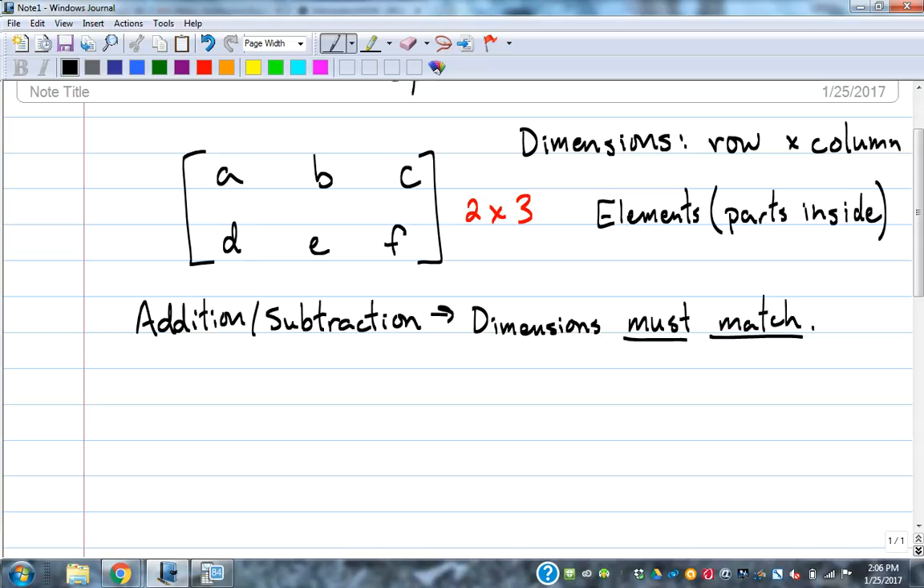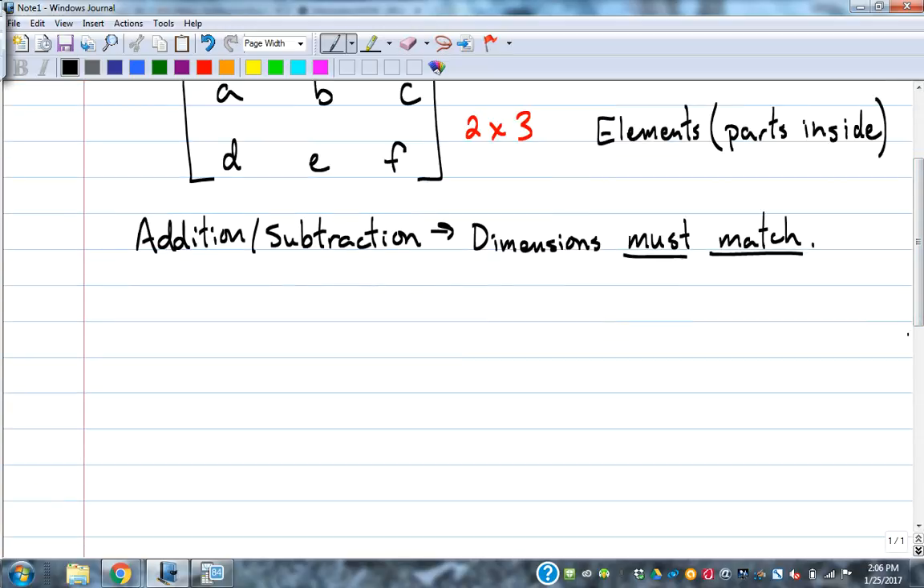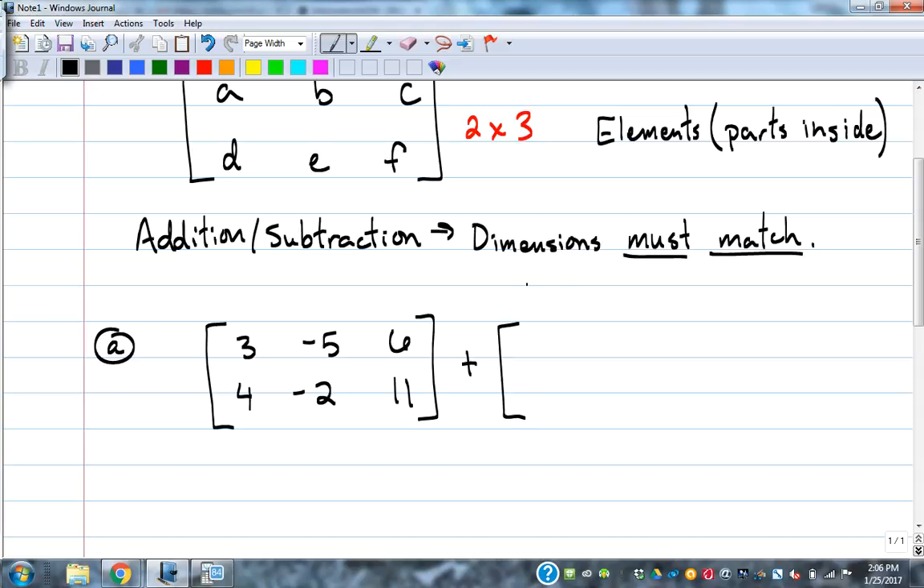Let's look at an example. I'm going to do this one by hand and then show you how to do it with a calculator, just to give you the practice. I generally don't do addition and subtraction of matrices in the calculator, but I'm going to show you how you could, because it'll help us when we get to a much more complicated problem if we know how to put it in already. The first matrix is 3, -5, 6. That's the first row. The second row is 4, -2, 11. And I'm going to add that to this matrix.